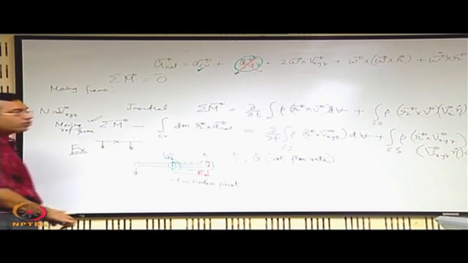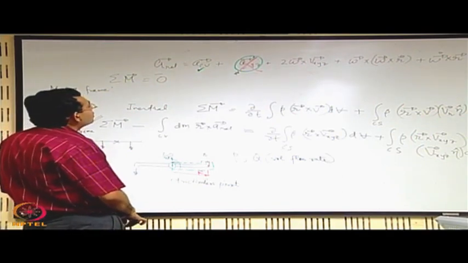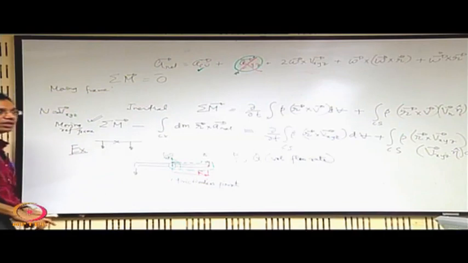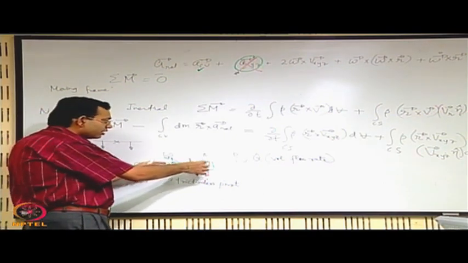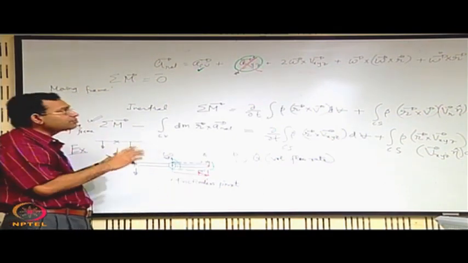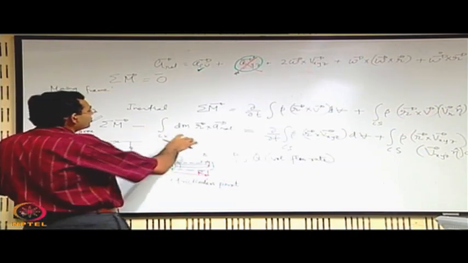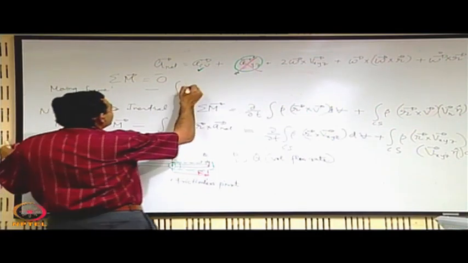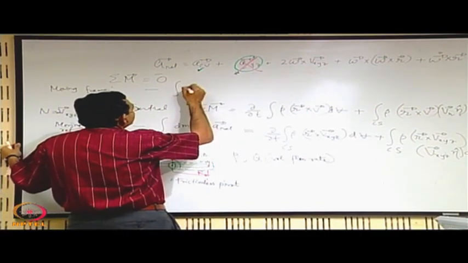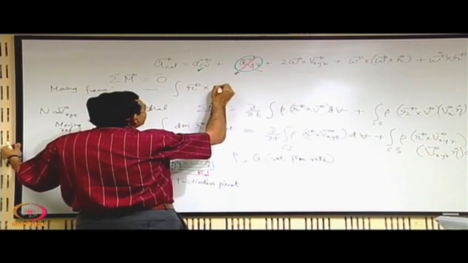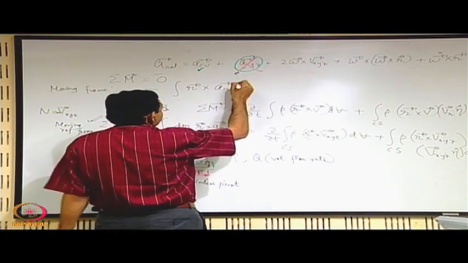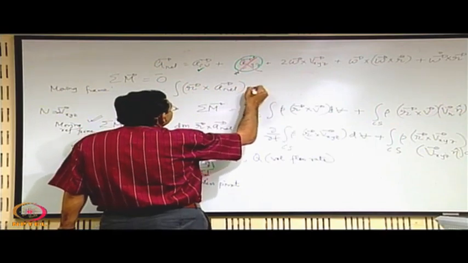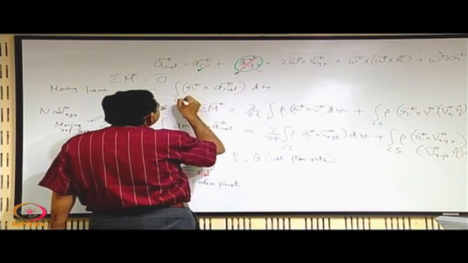2 omega cross V small xyz. So, V small xyz is what? It is the velocity of the fluid relative to the control volume. We are assuming that it is moving at a constant velocity relative to the control volume. So, V small xyz is like a constant, but if you want to write this term properly, let us write minus integral of r cross A relative into dm for the control volume.